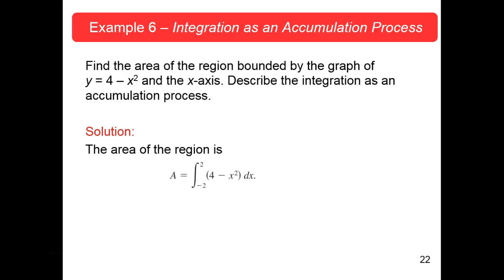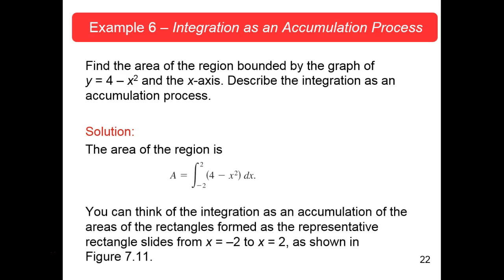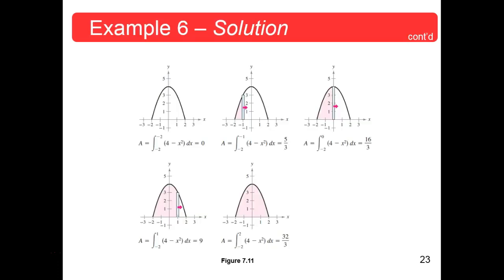The height was the first curve, minus 0 the second curve, and your dx was the width. Now, you can think of integration as an accumulation of the areas of the rectangles formed as the representative rectangle slides from x equal minus 2 to x equal 2, as shown in this figure.